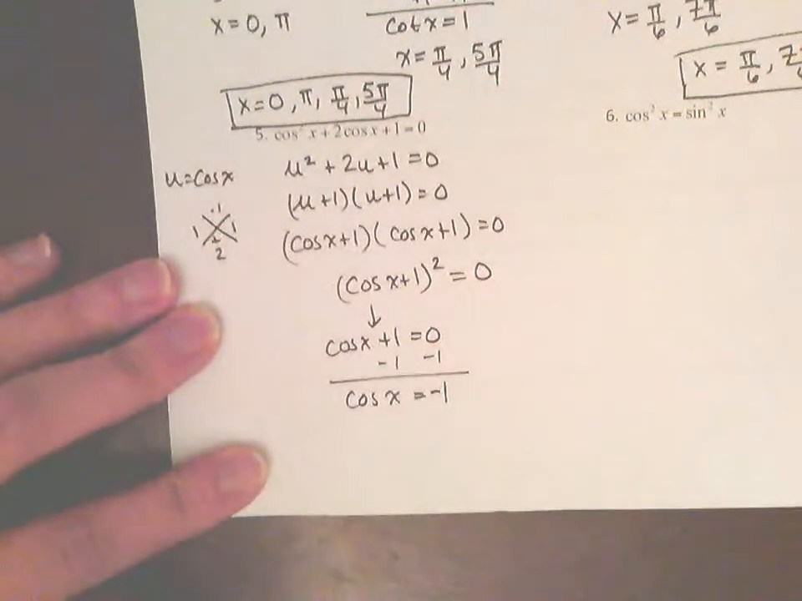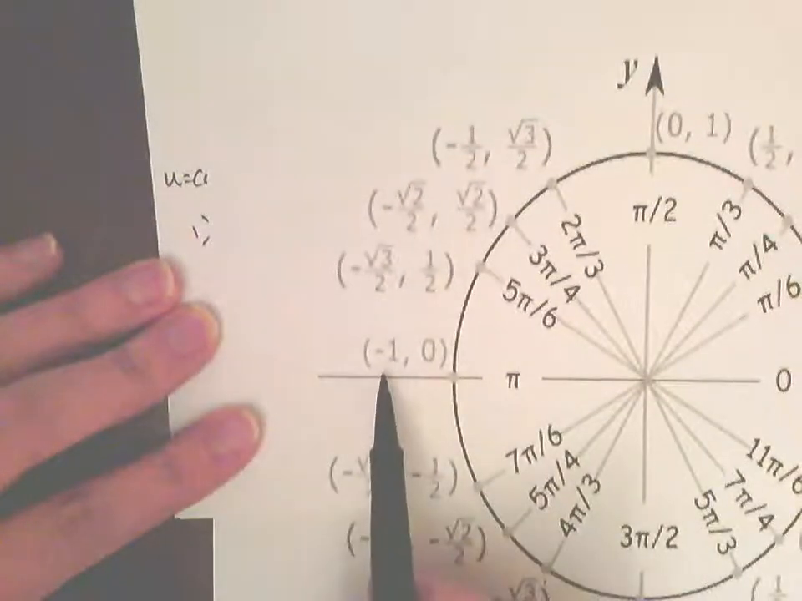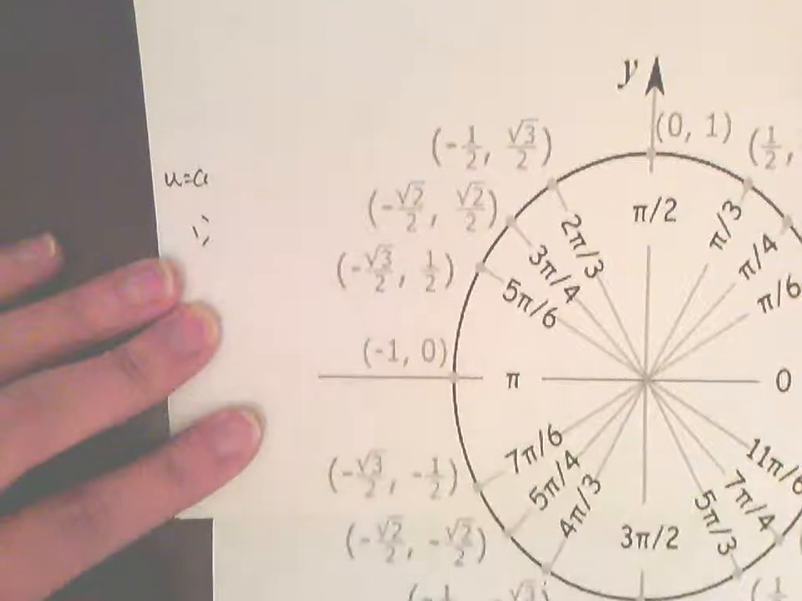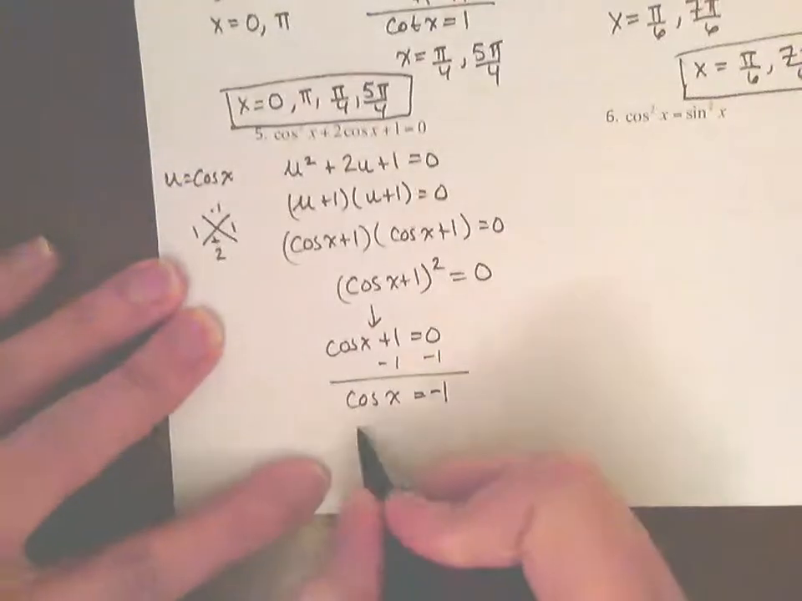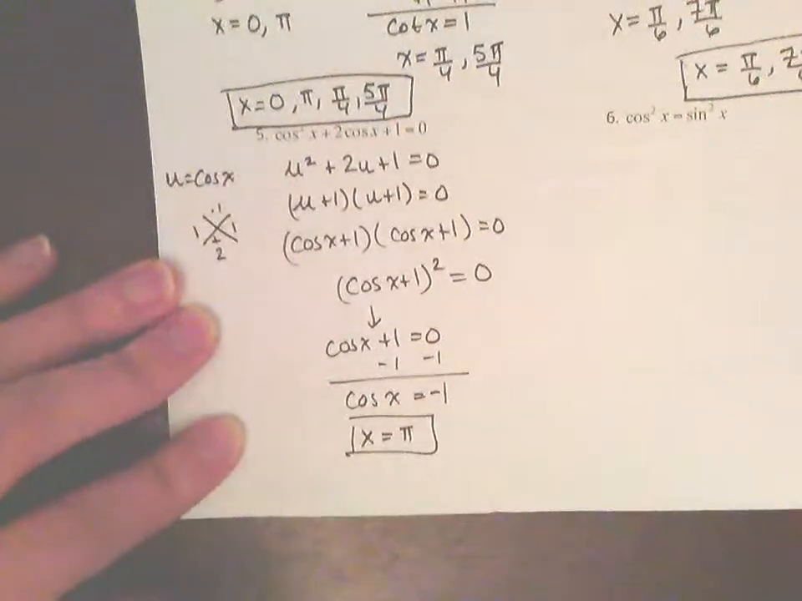So where is cosine of x negative 1? It's basically only at pi. Nowhere else is cosine of x negative 1. So our only solution for this problem is pi.